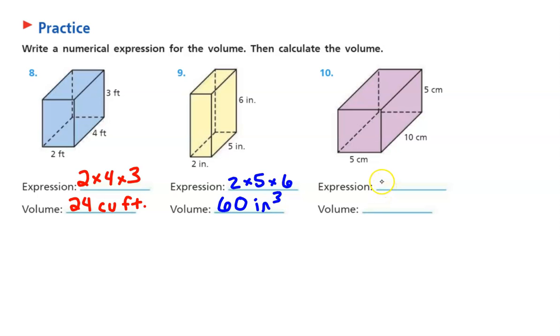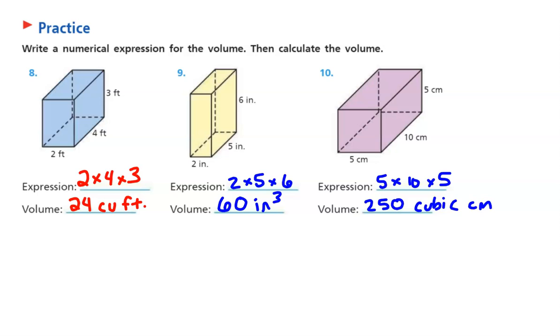And then lastly, this one is 5 by 10 by 5. I'm going to do my 5 times 5, which is 25. And then I know that anything I multiply by 10 just has a 0 on the end. So that should be 250. And this one I will write down as cubic centimeters.